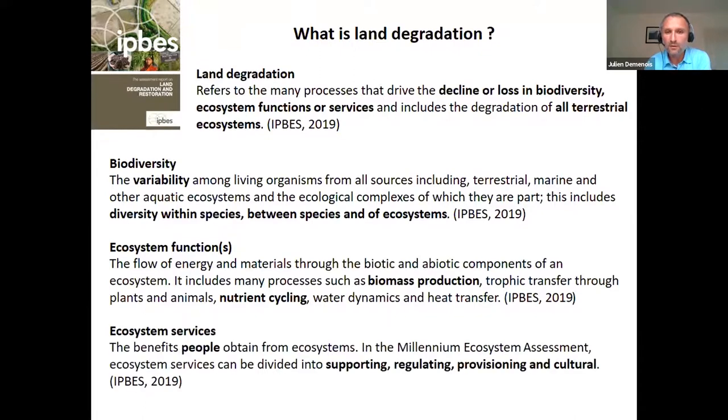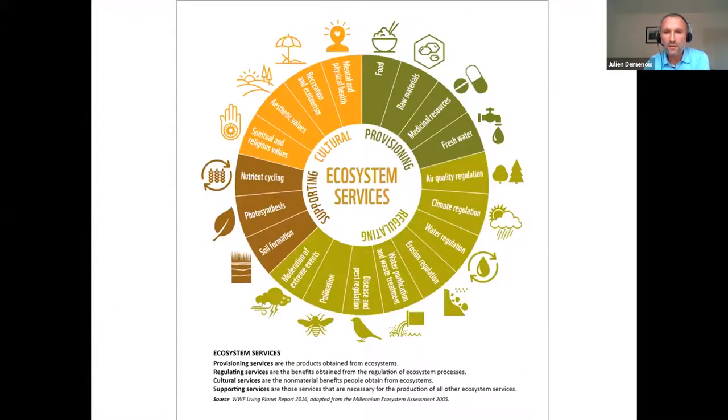And about the ecosystem services, they are focused on the services for people like us. They have been defined by the Millennium Ecosystem Assessment in four categories: supporting, regulating, provisioning, and cultural. You can see here on this slide that nutrient cycling is part of the supporting ecosystem services, and climate regulation is part of the regulating ecosystem services. So those two topics, nutrient cycling and climate regulation, are the focus of our webinar today.